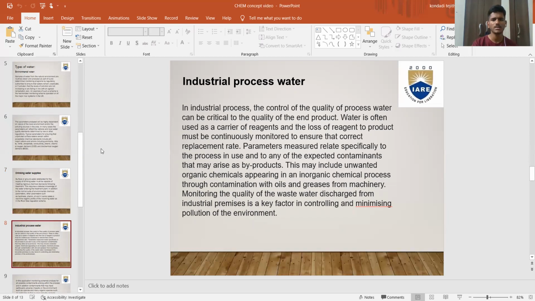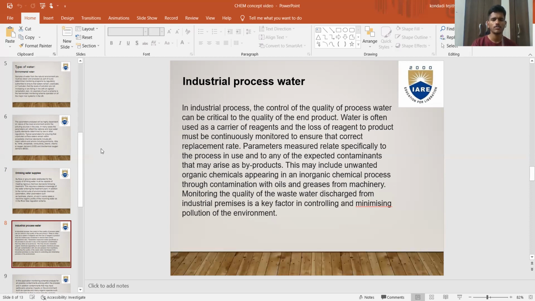Industrial water process. In industrial processes, the control of quality of processed water can be critical to the quality of the end product. Water is often used as a carrier of reagents, and the loss of reagent to product must be continuously monitored to ensure the correct replacement rate. Parameters measured relate specifically to the process in use and to any expected contaminants that may arise as byproducts. This may include unwanted organic chemicals appearing in an inorganic chemical process through contamination with oils and greases from machinery.